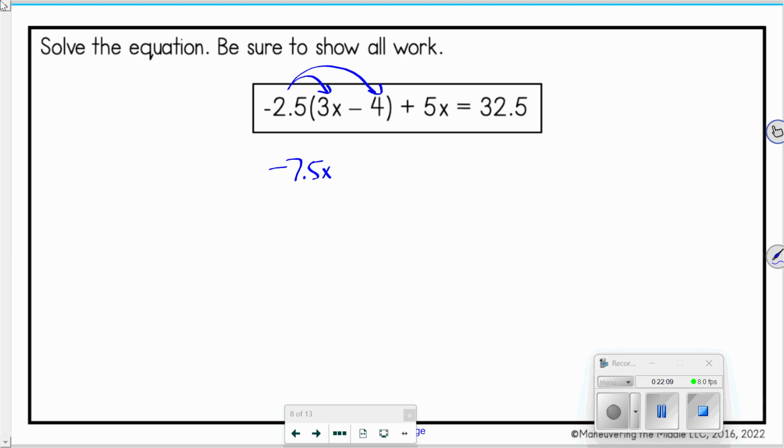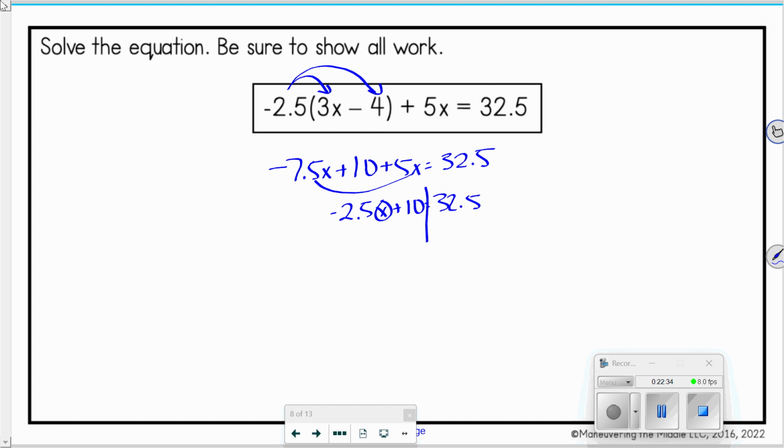-2.5 times a -4 is going to give me a 10, but it's now positive, plus 5x equals 32 and 5/10. Here's my same terms. I've got two types of x. -7.5 plus 5, they're opposites, so they're going to fight. Gives me -2.5x plus 10 equals 32 and 5/10.